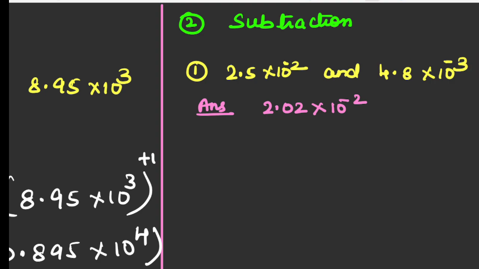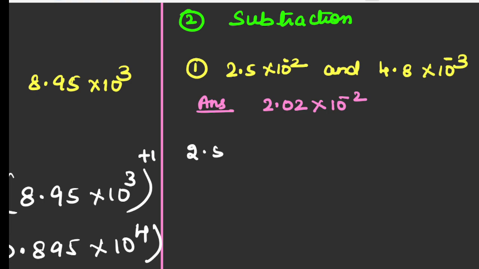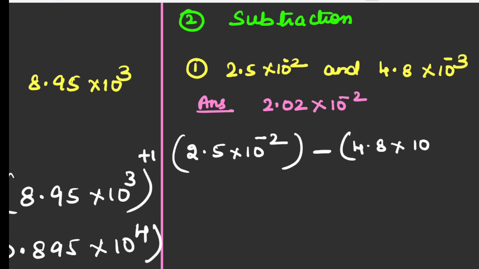So let us solve this. So 2.5 into 10 to the power of minus 2, minus, subtraction means minus 4.8 into 10 to the power of minus 3. So now I have to make the power equal. In order to make the power equal, to this power I have to add plus 1. Only then minus 3 plus 1 will become minus 2. So if I have to add plus 1, which side do I have to shift the decimal? Towards the left, one digit I have to shift like this.